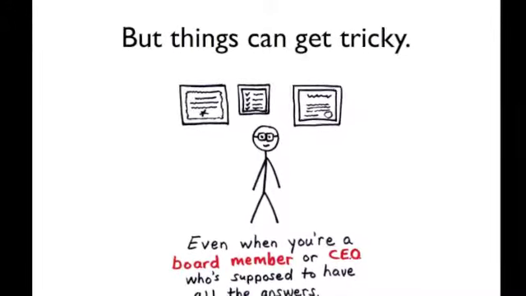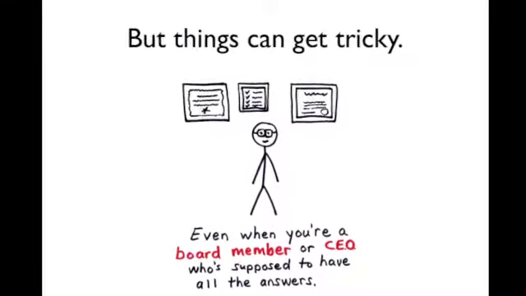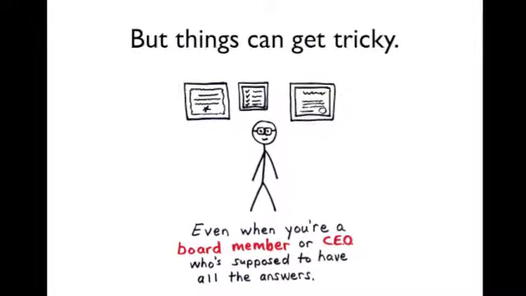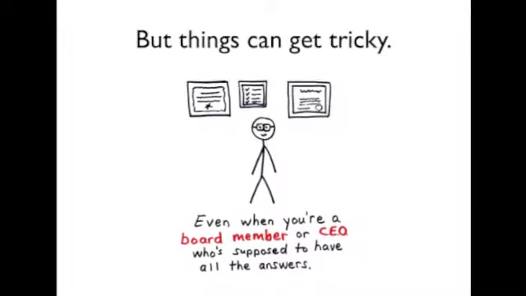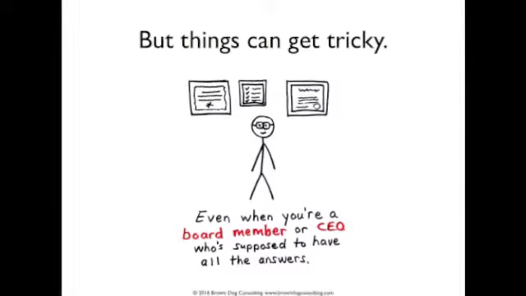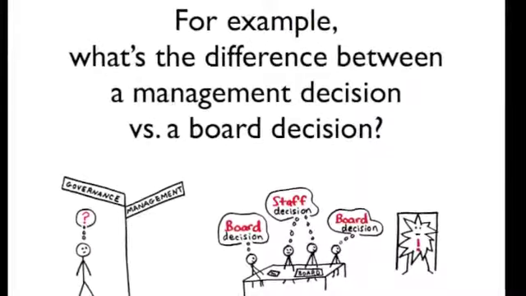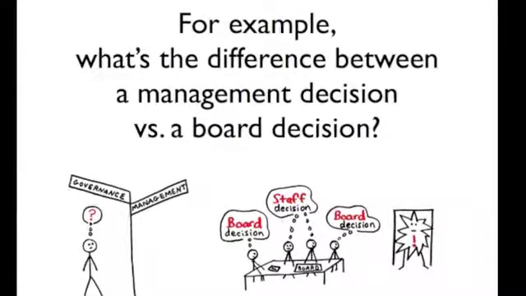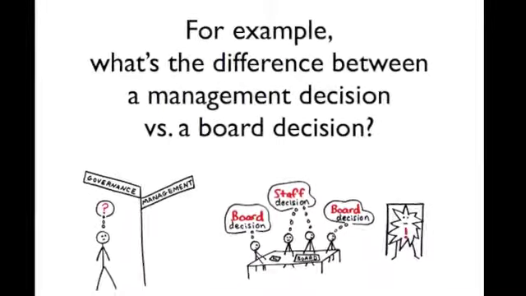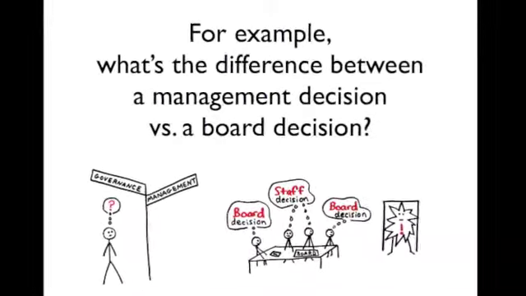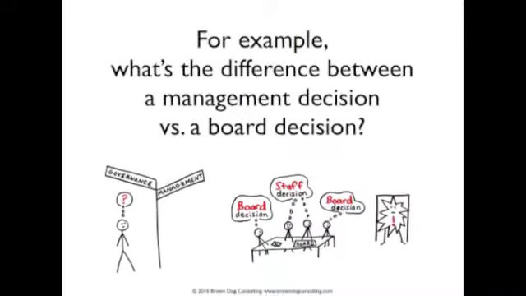But here's the thing, things can get very, very tricky. We assume that board members know what the job of a board member is because they're all such smart, committed people. But that's not always the case. For example, I have seen some very experienced corporate board people struggle with this question: what's the difference between a management decision versus a board decision? When something happens, how do we know? Does this belong to the staff or to the board?